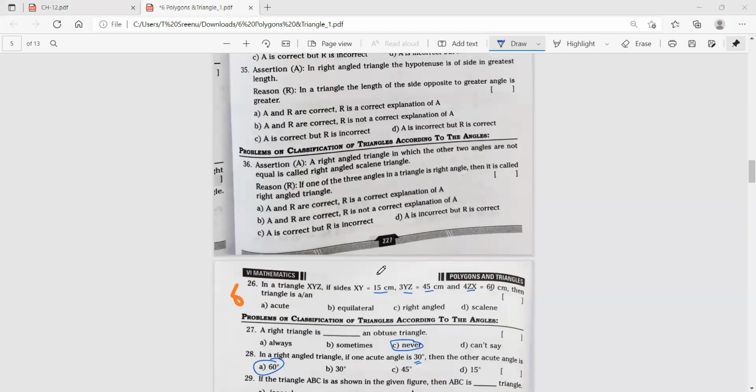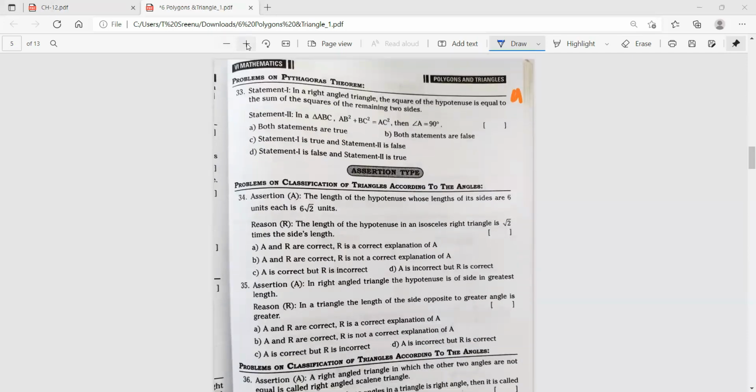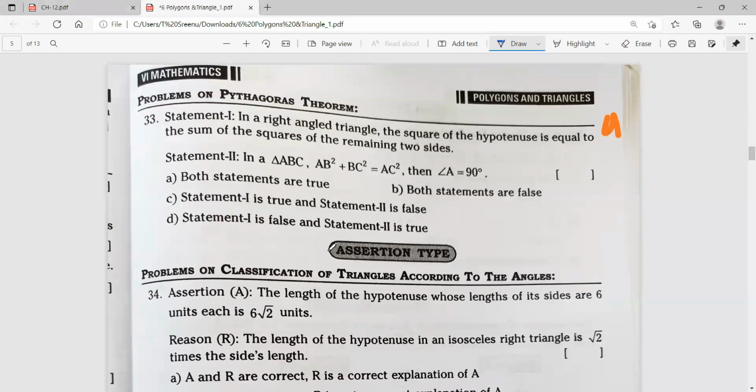Next, we shall go to the next one. So this statement's reasoning: you can check it, as in a right angle triangle, the square of the hypotenuse is equal to the sum of the squares of the remaining two sides. Correct. This is also AB square plus BC square equal to AC square. Let us check. If your angle A is 90, here B, here C come. So what is the hypotenuse? BC is the hypotenuse. So angle A is 90 is wrong. So statement 1 is true, statement 2 is false.